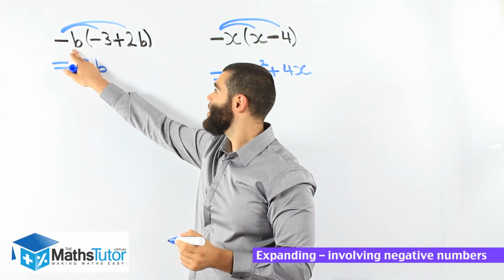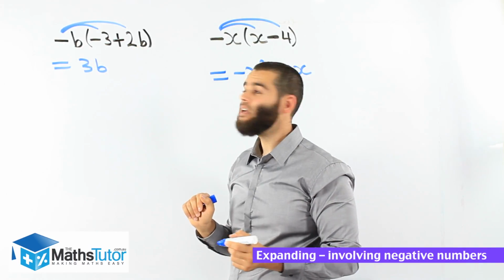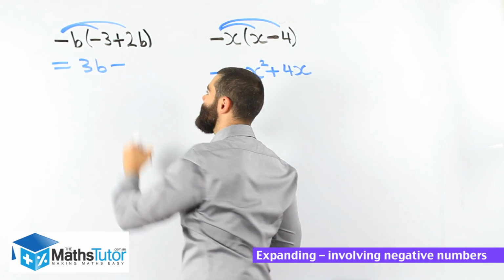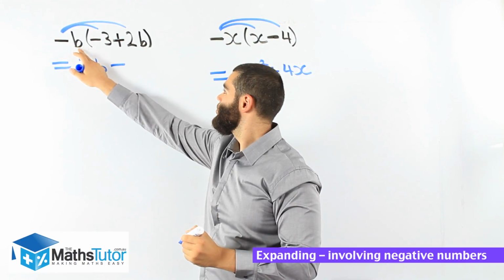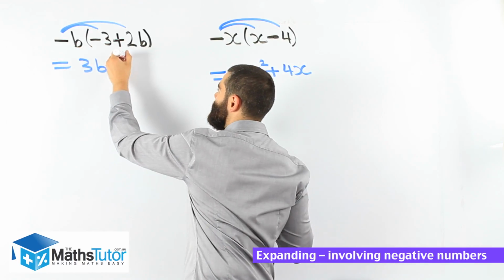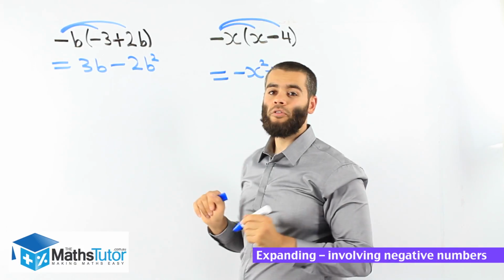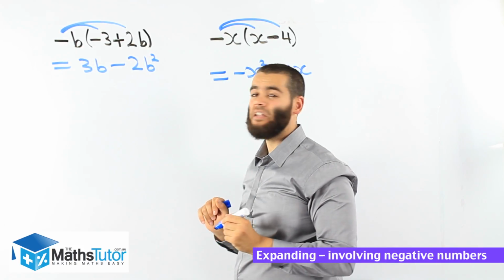Then negative b times 2b. Negative and positive multiplied together make a negative. Then b times 2b is 2b squared. So 3b minus 2b squared is our answer.